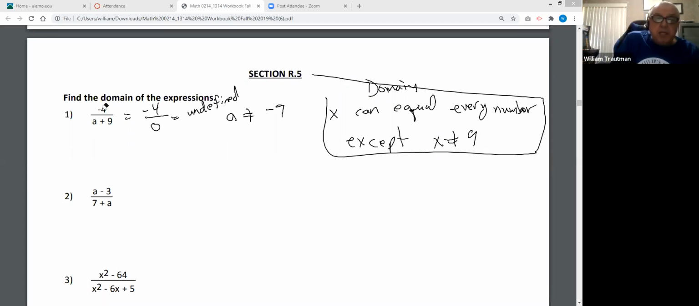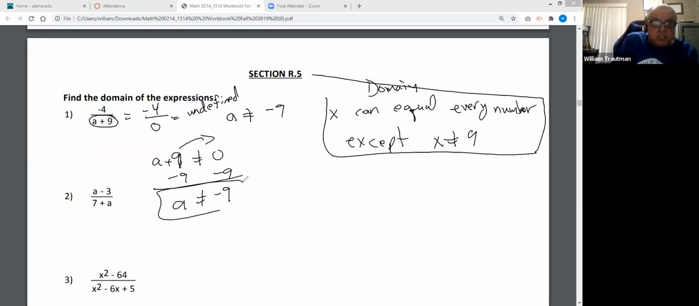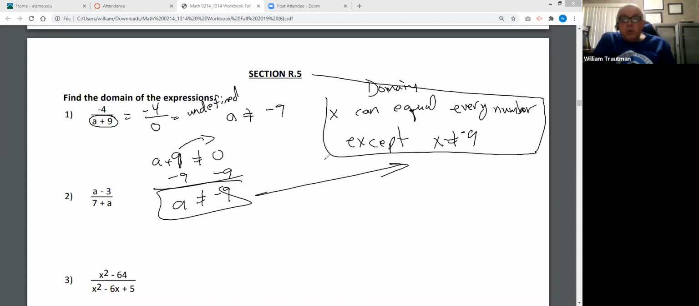So it might be easier to do it this way. The bottom, A plus 9, cannot equal 0. So if I take the 9 to the other side, if I subtract 9, I get A cannot equal -9, just like we have over there. Oh, wait. We said -9. I didn't write that negative. So A can equal anything. It just cannot equal -9.